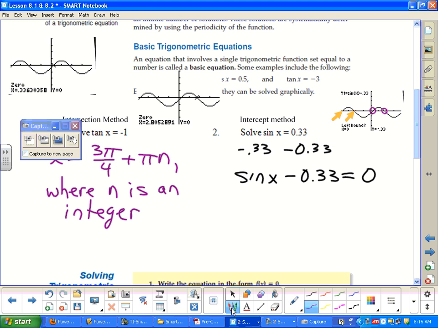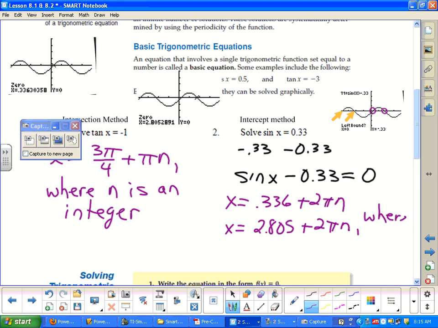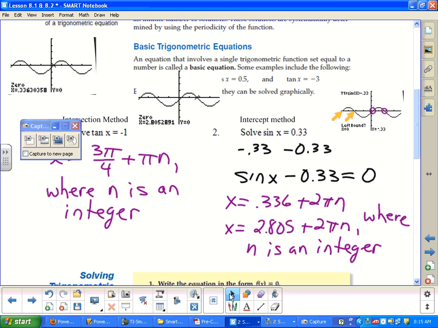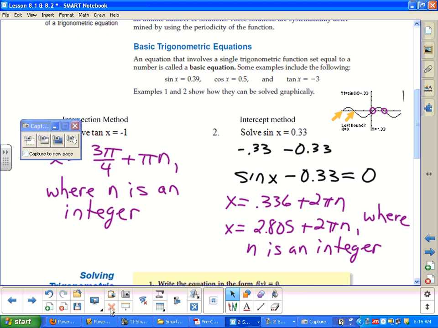So my answer is going to be that x equals 0.336 plus 2 pi n, and x equals 2.805 plus 2 pi n, where n is an integer. And that'll always be the case unless it specifically tells you that we want to do it between 0 and 2 pi, they might ask you that question.